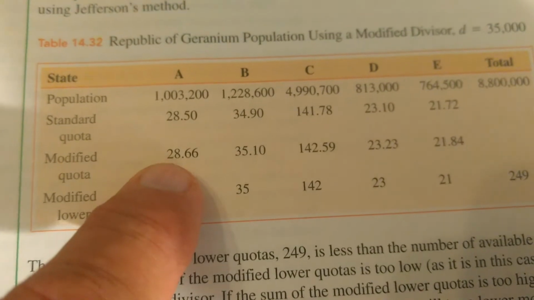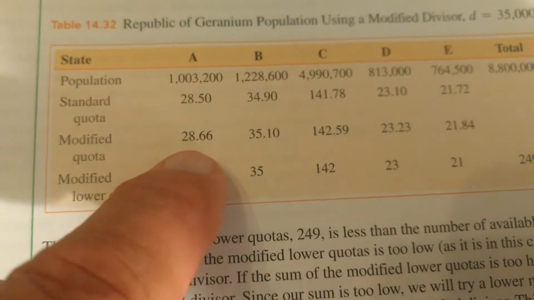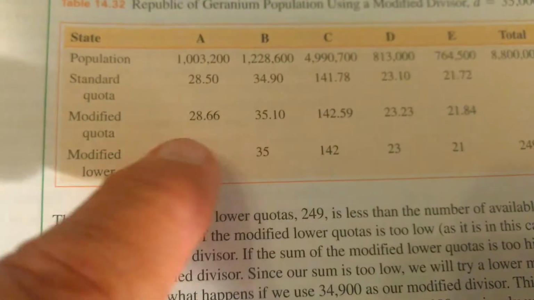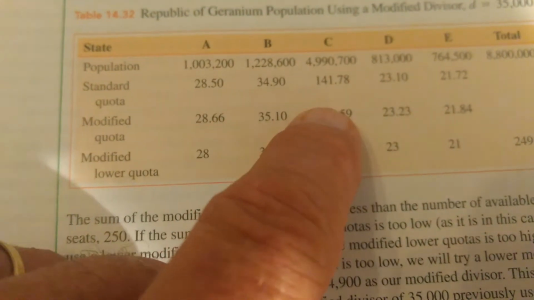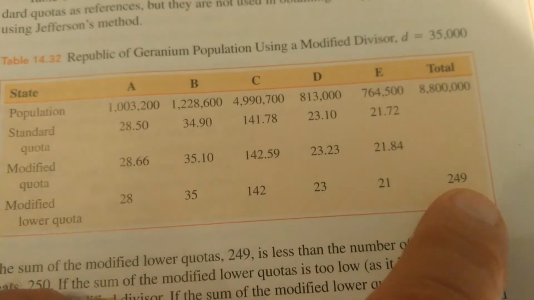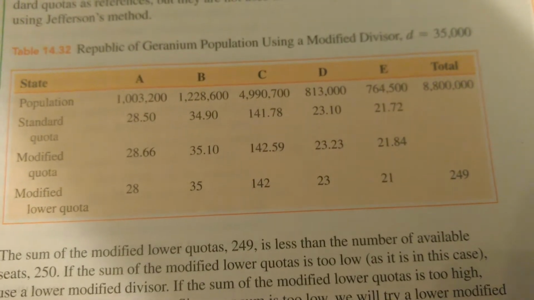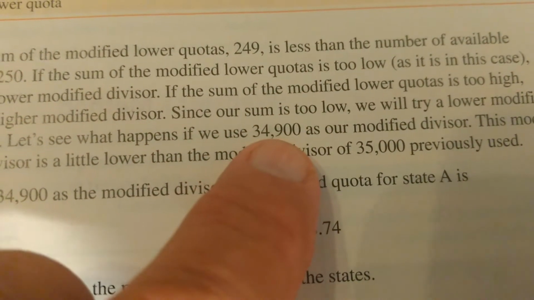Here are the numbers we're getting by dividing these states' populations by the 35,000. And you can see that they've gone up some. If we round down, we get 28, 35, 142, 23, 21. If we add them together, we get 249. So we're missing one legislator or delegate. So what we do then is we drop this divisor down from 35,000 to 34,900.